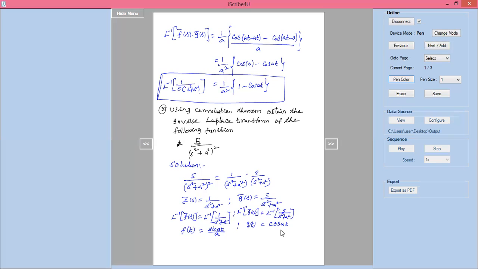Next, what is f of u? Here f of u is nothing but sin AU divided by A. G of t minus u is cos of AT minus AU. Any doubts in this? Right. So I found f of u and g of t minus u.